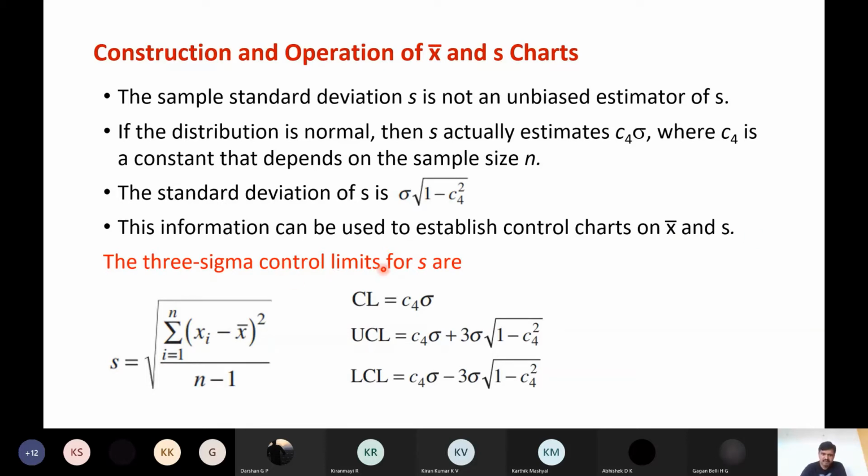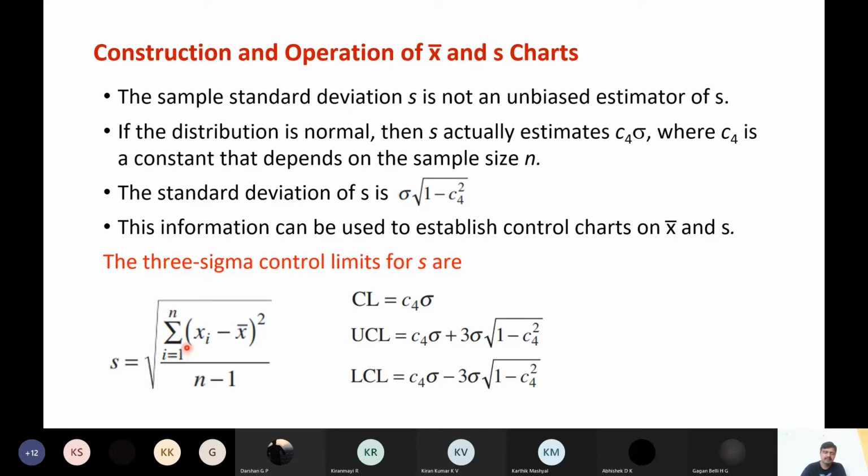So the 3 sigma control limits for S are: this is the central line C4 sigma, that is nothing but S. This is the upper control limit and this is the lower control limit, and we are considering 3 sigma control limits, that means plus or minus 3 sigma. Since the standard deviation is given by this, instead of sigma we are considering sigma root of 1 minus C4 square. This is the equation used to find S.